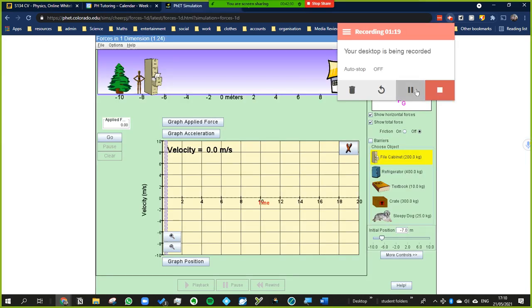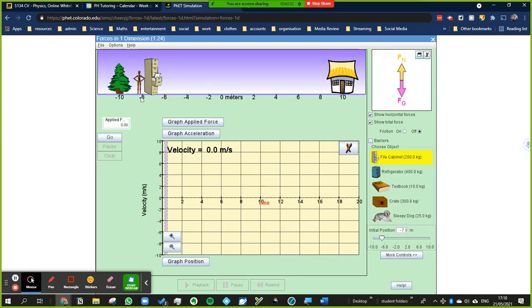some simulation. So what we're going to do is apply a force to this filing cabinet, and we're going to have a look at what happens to the velocity. The velocity is basically the same as speed. It's not quite the same, but we're not going to learn about why at the moment. But we can briefly see that we can have a negative velocity. You can't have a negative speed. But apart from that, it's basically the same as speed.